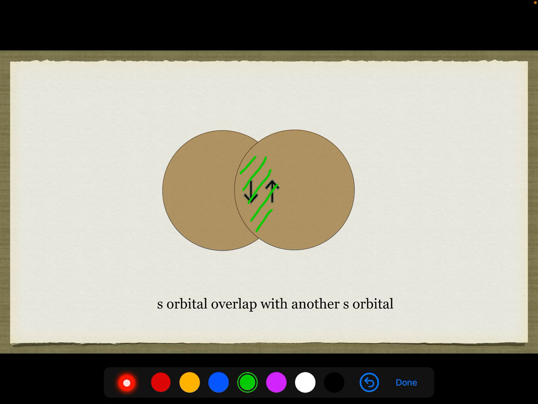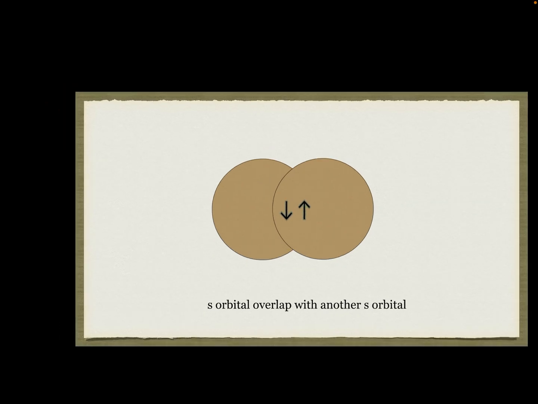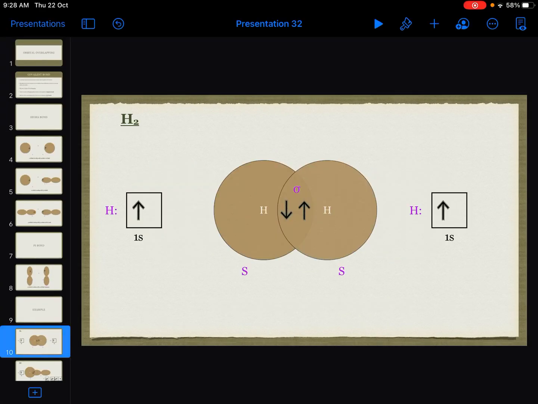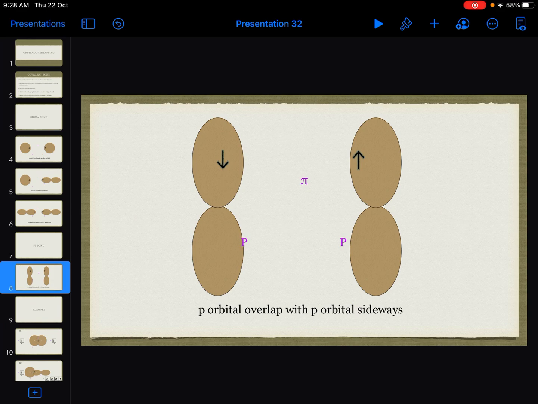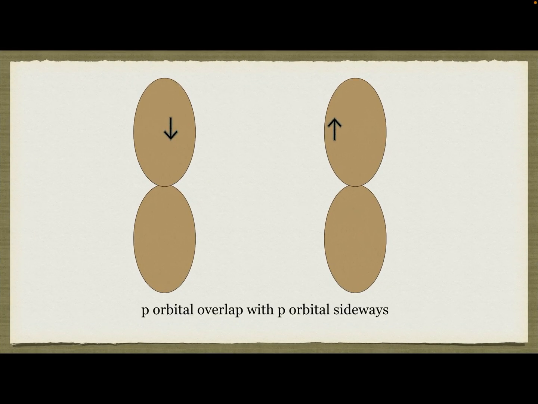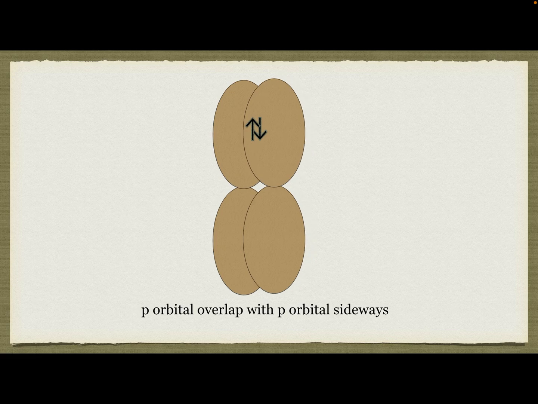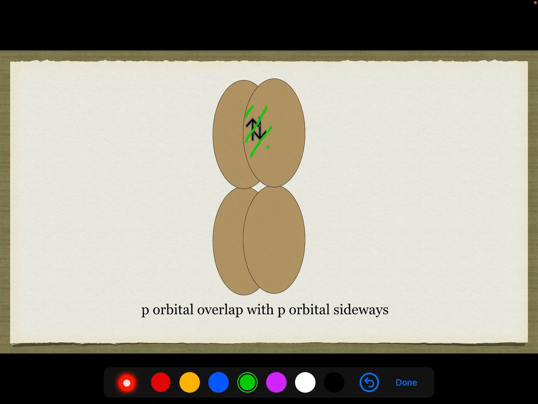Tak kira lah dia overlap S dengan S ke, S dengan P ke, P dengan P ke, tapi dia cuma ada one area overlapping only. Okay, while for P orbital tadi, for pi bond tadi, beza dia ialah dia punya overlapping area tu ada sampai 2. Okay, so tu beza between sigma bond and pi bond.